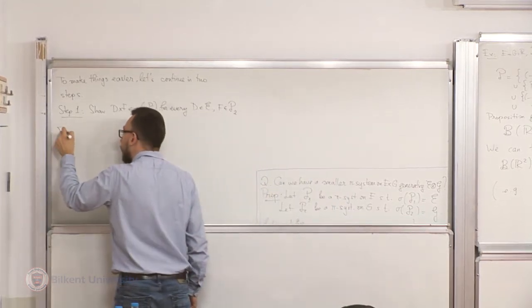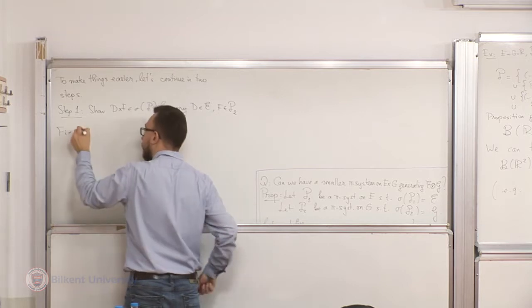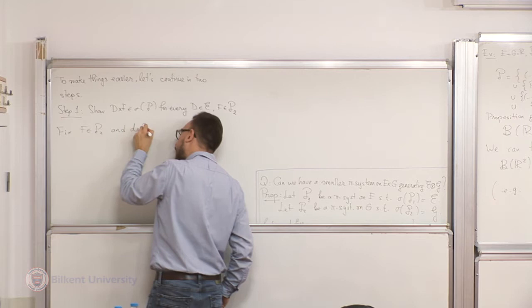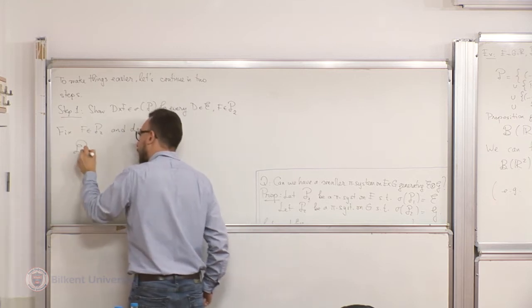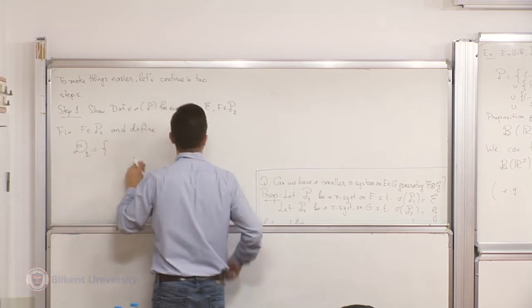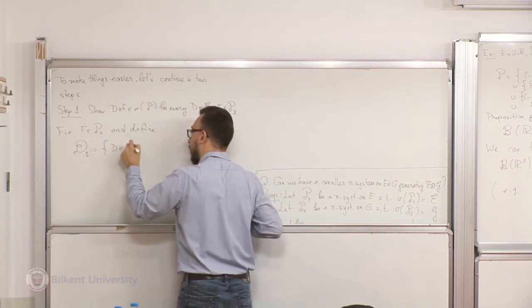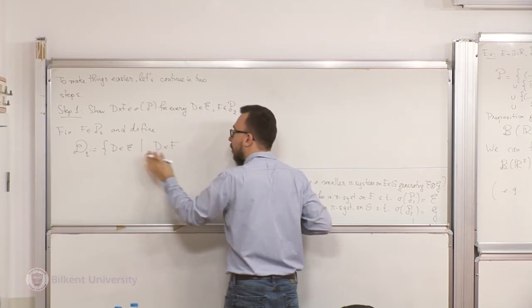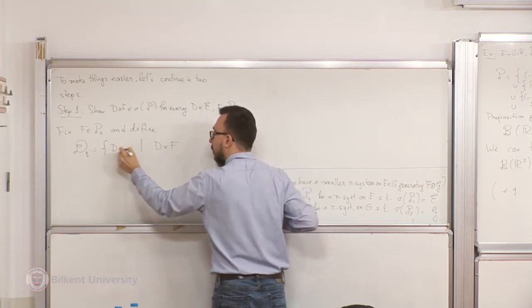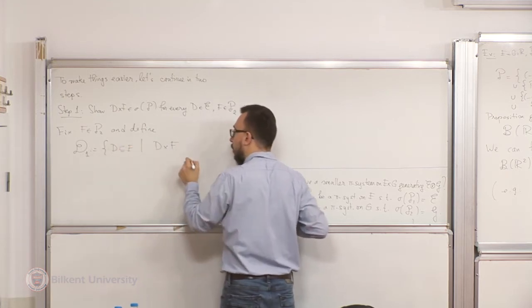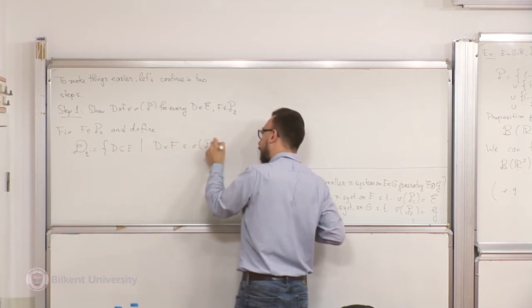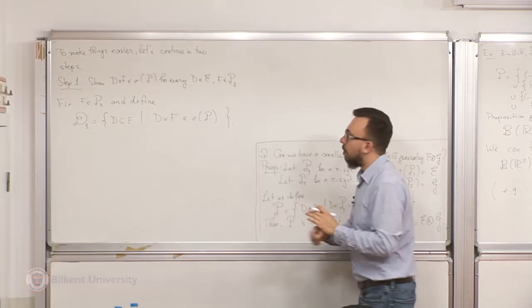And to do this, let's fix this set from the pi system and define the collection of sets for which this is true. D cross F is in sigma P.